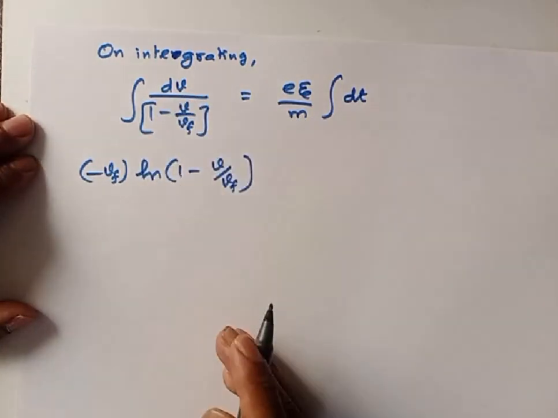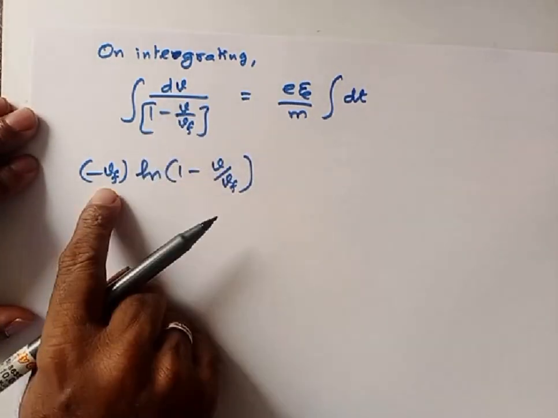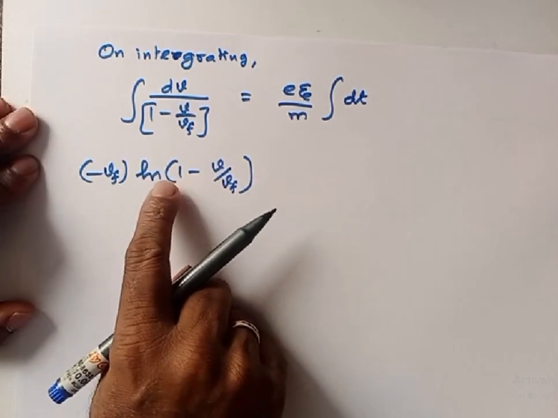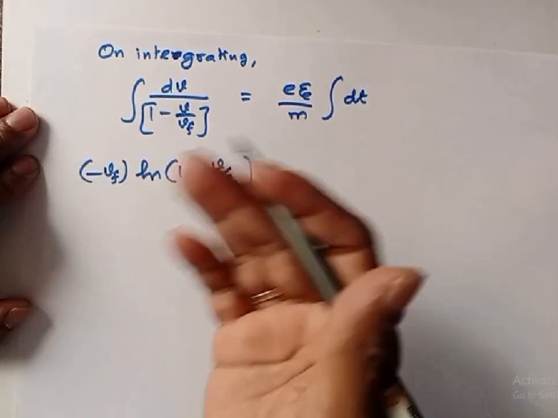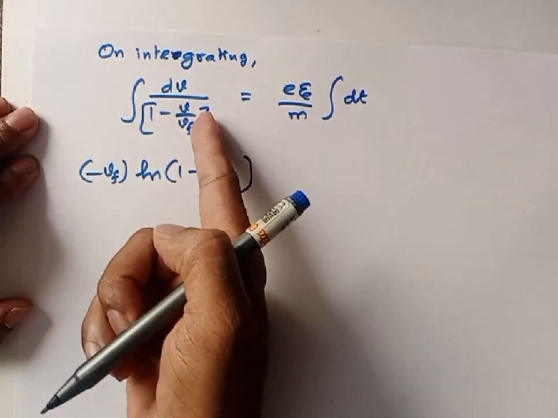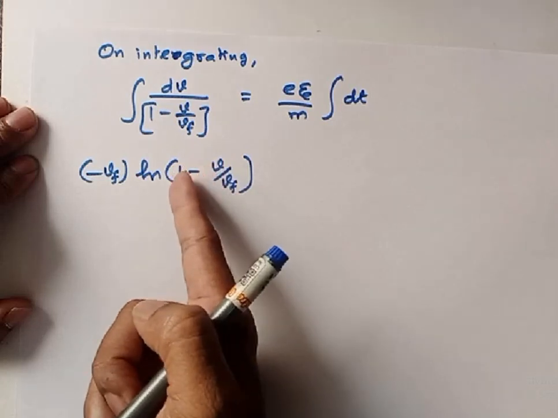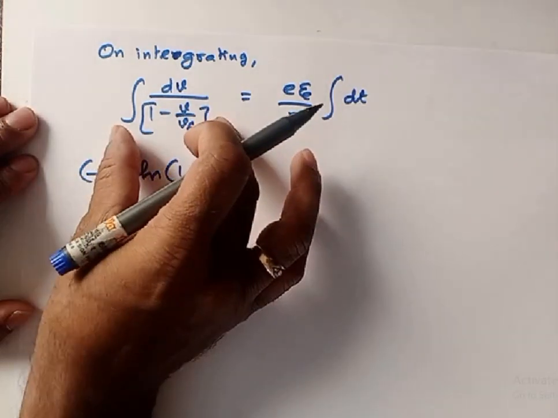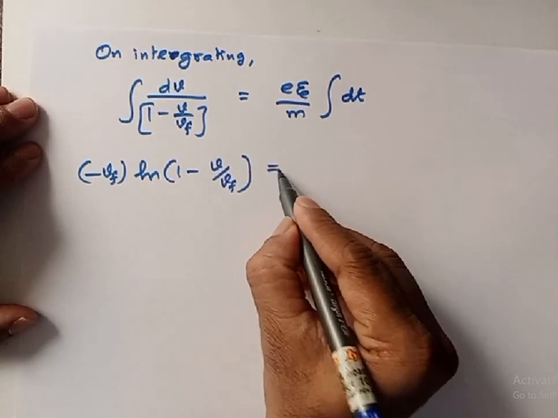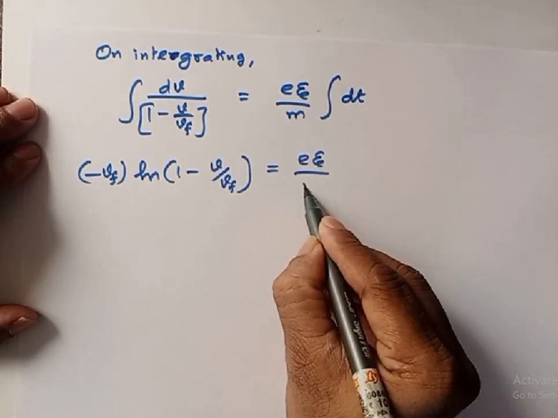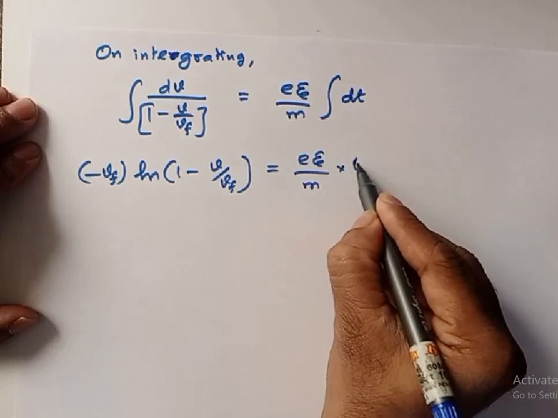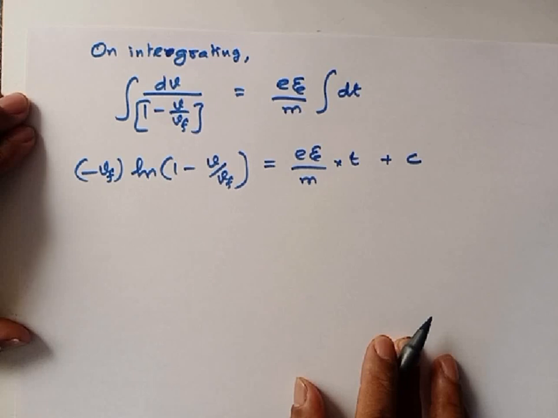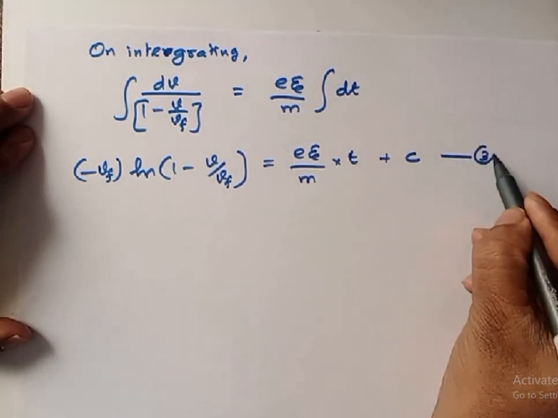If you want to check, just differentiate this and you'll get this expression. Vf is a constant, don't worry about that. If you differentiate ln x, you get 1 by x. Then if you differentiate x, we have minus 1 by Vf, so the 1 by Vf cancels, and you will get this quantity equal to E into epsilon by m, integral dt is t, and we introduce some integration constant c here. I'll take this as equation number 3.